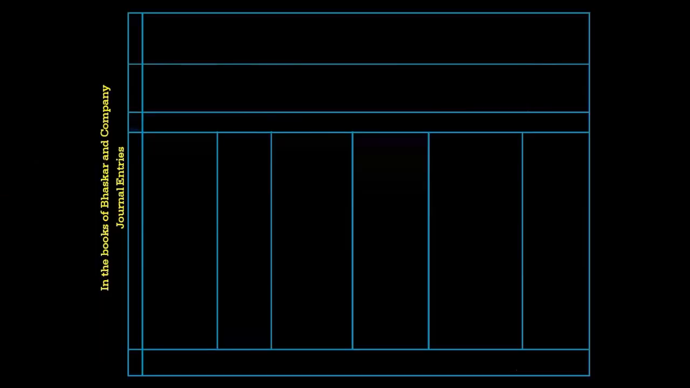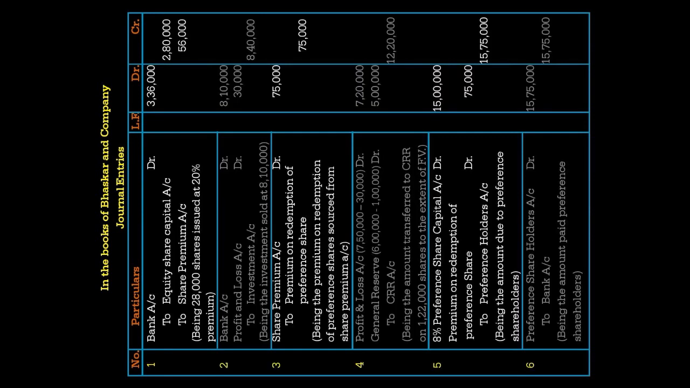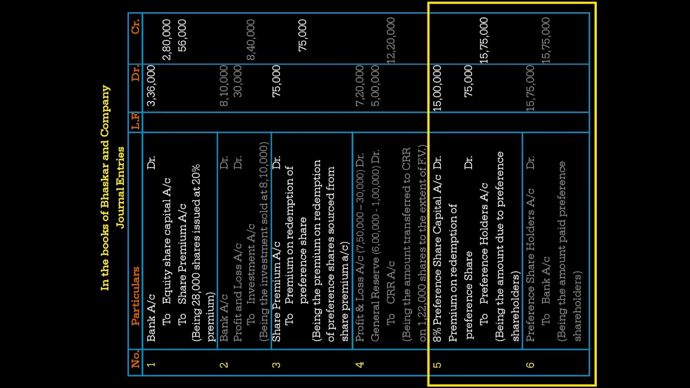Now let us go to journal entries. In the books of Bhaskar and Company, journal entries, normal columns: number, particulars, ledger folio, debit and credit. There is no hard and fast rule about which entry should be written first. We can write any entry of arrangement of funds. But the last two entries should be one for due preference shares, that is the amount we are paying on redemption, and finally the payment. Those two entries should come at the end. Other arrangement entries we can write anyhow. There is no order for that.